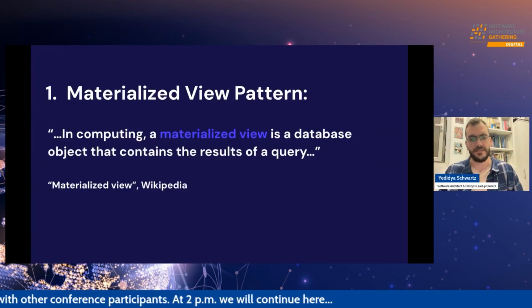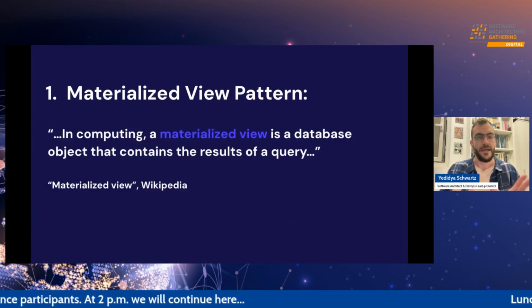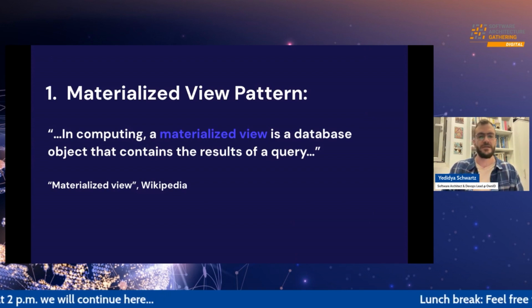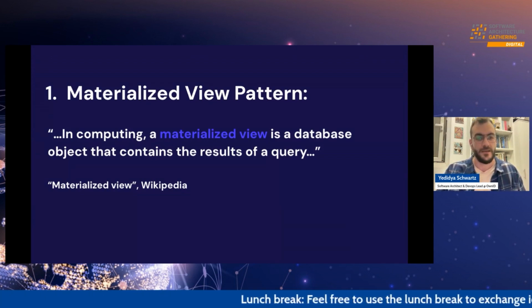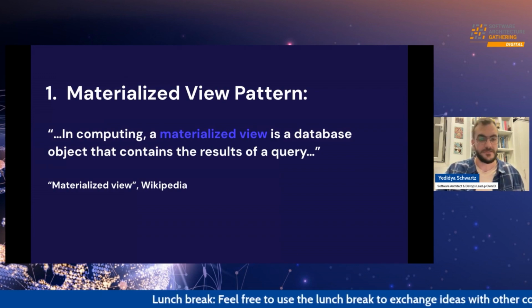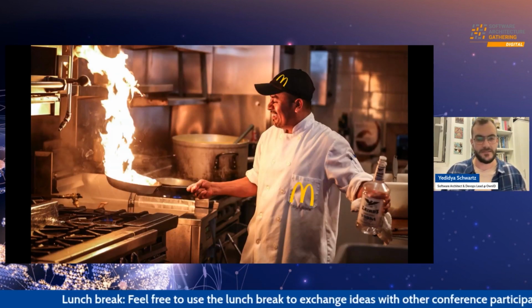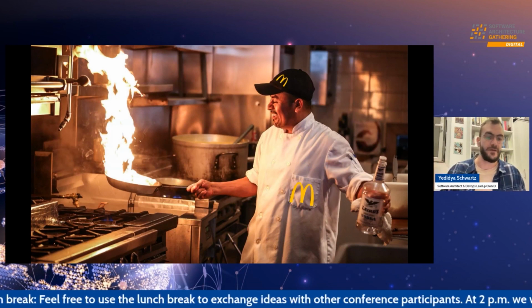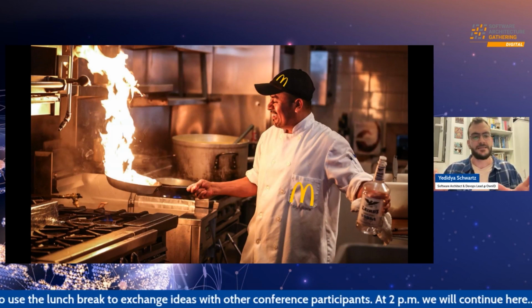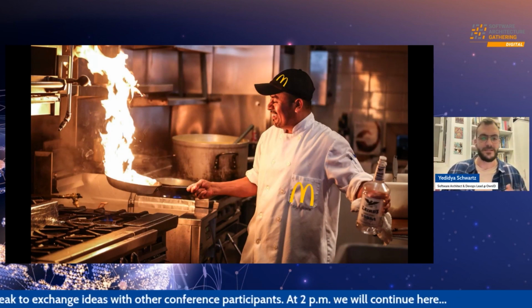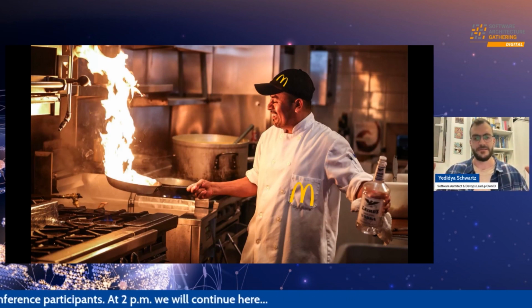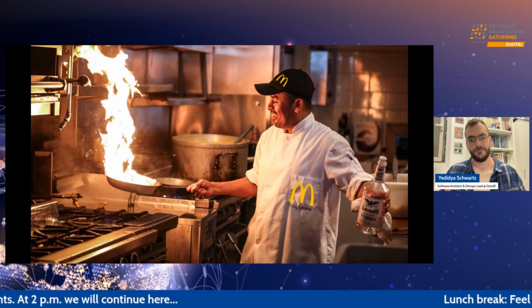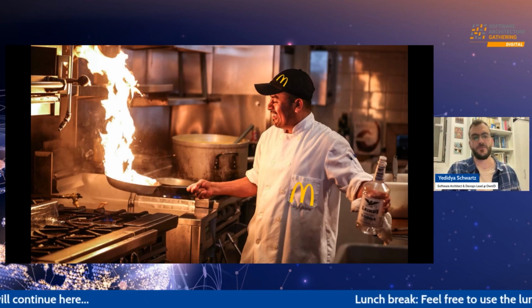The first one is the Materialized view pattern. In computing, a Materialized view is a database object that contains the result of a query. And if we think about restaurants, for example, in McDonald's, the orders are provisioned in advance. What it means, it's a complicated query that contains meat, tomato, sauce, bread, fries, I don't know what else, that are all waiting for you as a customer in a box to order them.